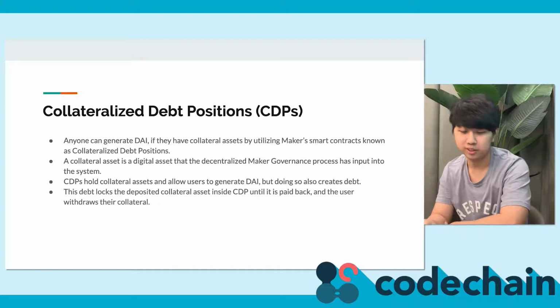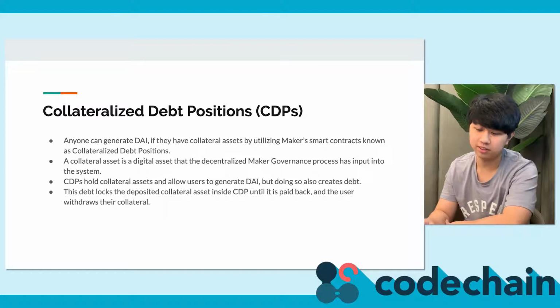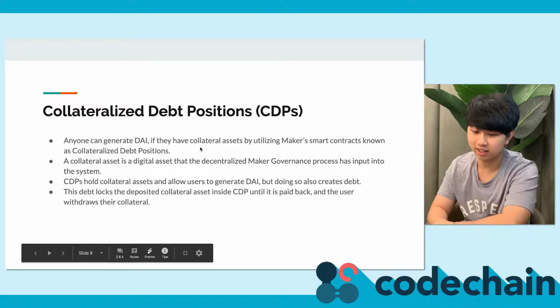So how is DAI generated? First of all, Maker has these special, unique smart contracts known as collateralized debt positions, and I'll be calling them CDPs for the rest of this presentation. Anyone can generate DAI as long as they have Ether to use as collateral. Basically, they need collateral assets.